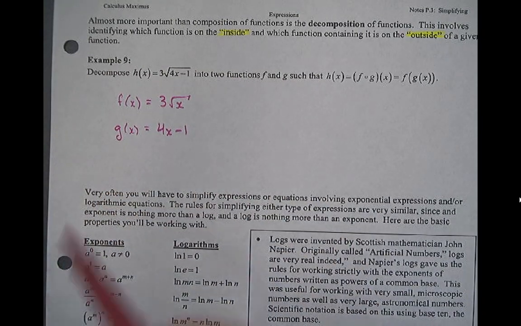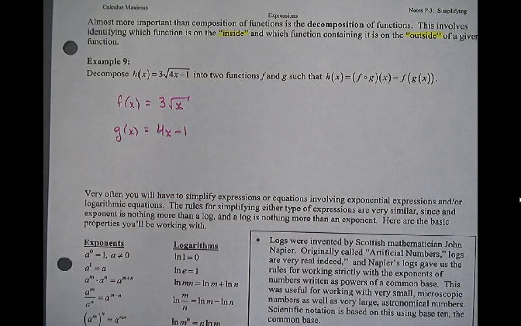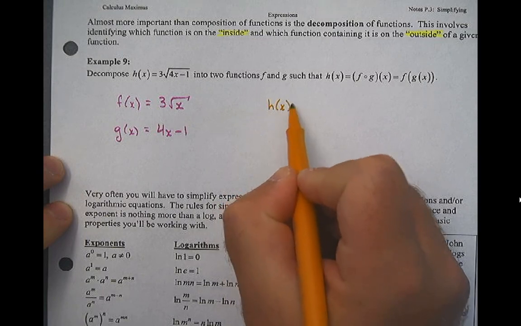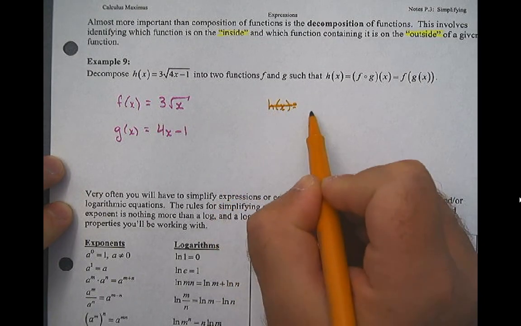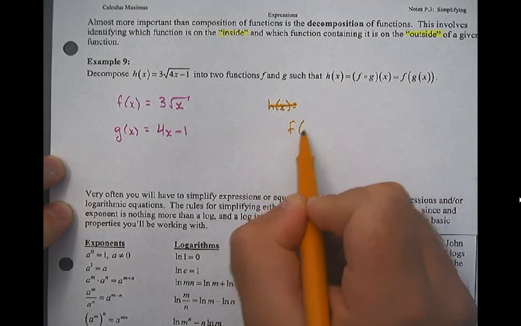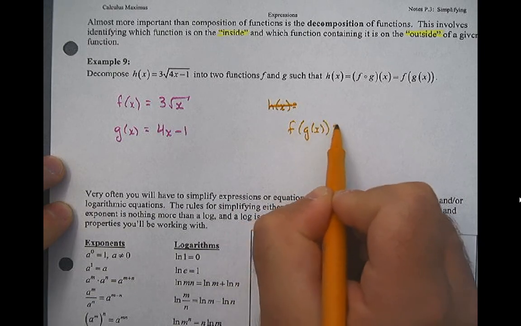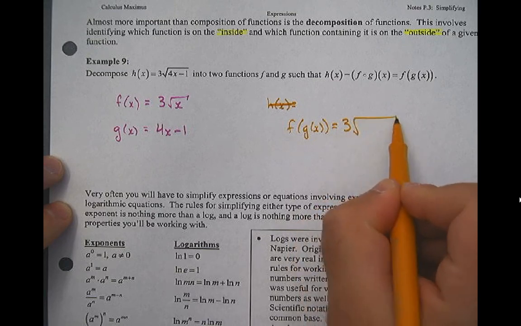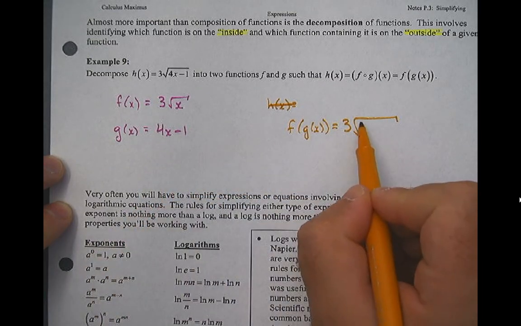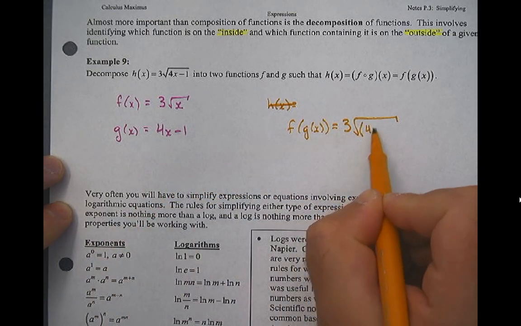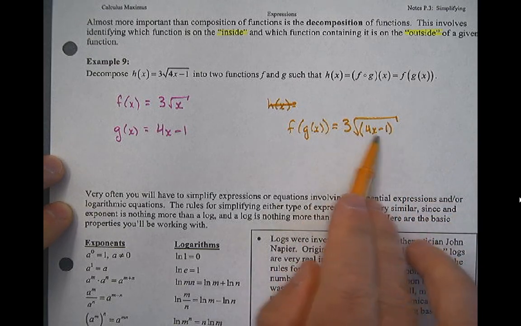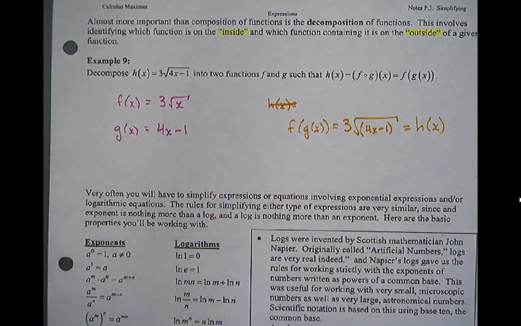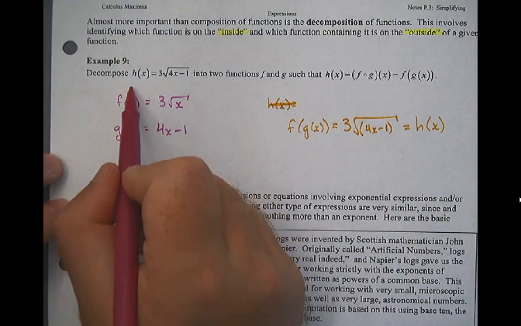So let's double check this. I'm not going to box it in yet. Let's just double check and make sure this is true. So we know we're looking for h of x. Actually, no, let's do it this way. We're looking for f of g of x. So that means I would take g of x and plug it in for x. So that would be 3 root, and then I would plug in g of x for that x, which would be 4x minus 1. Yep, 3 root 4x minus 1, that's the same as h of x. So then these are my two functions.